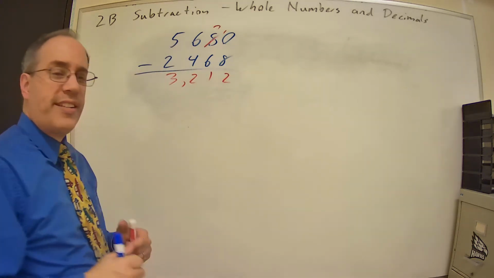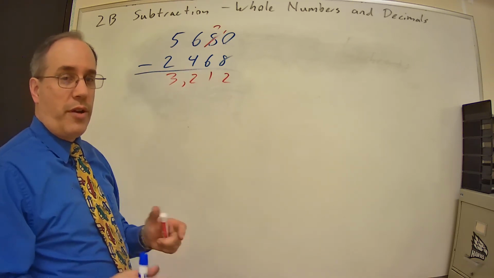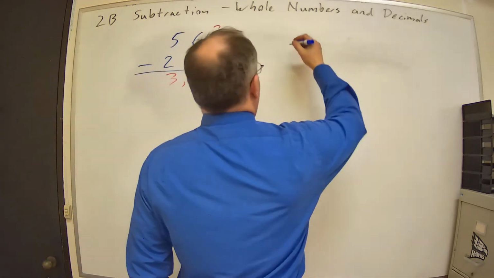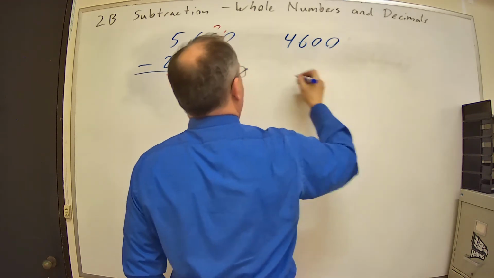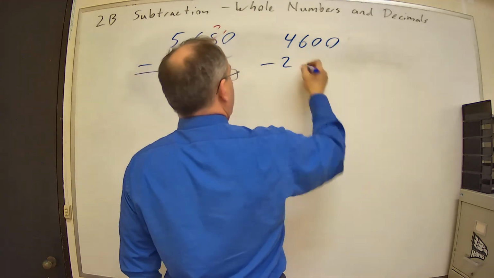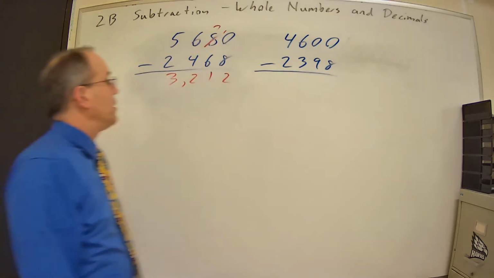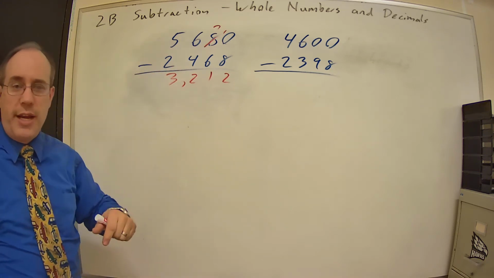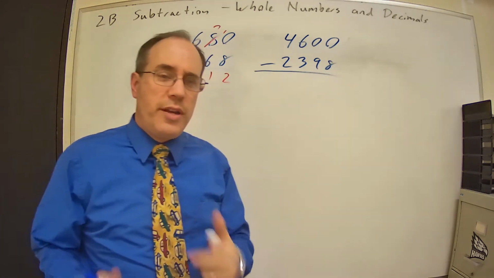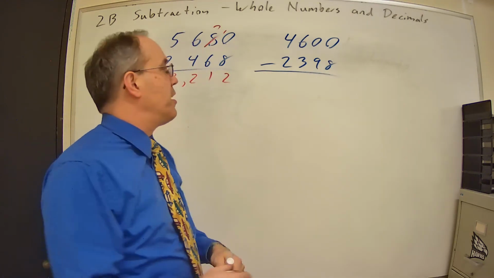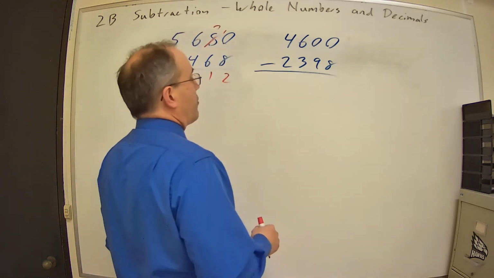I'm going to do something very similar to this next to it, and I want us to see the difference. What if I have 4600 minus 2398? Okay, it's kind of similar. The numbers changed a little bit. You had a 0 here, now we've got 2 zeros here. I just want to show what difference this makes when we start to do this, because this is where people sometimes get a little thrown off.